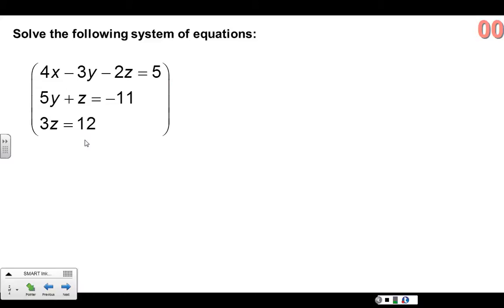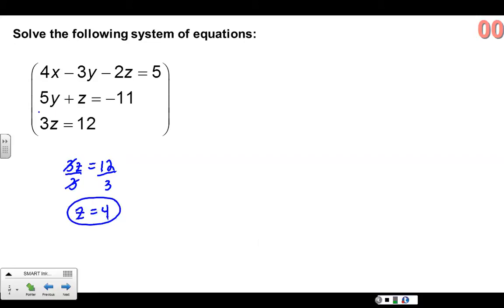In other words, the simplest equation can be solved in one step. Then we can just back substitute to find the solutions to the other variables. For example, 3z equals 12. We can easily solve that equation. If 3z equals 12, if we divide by 3, we know that z is just equal to 4. So we've got one of our solutions right out of the way.